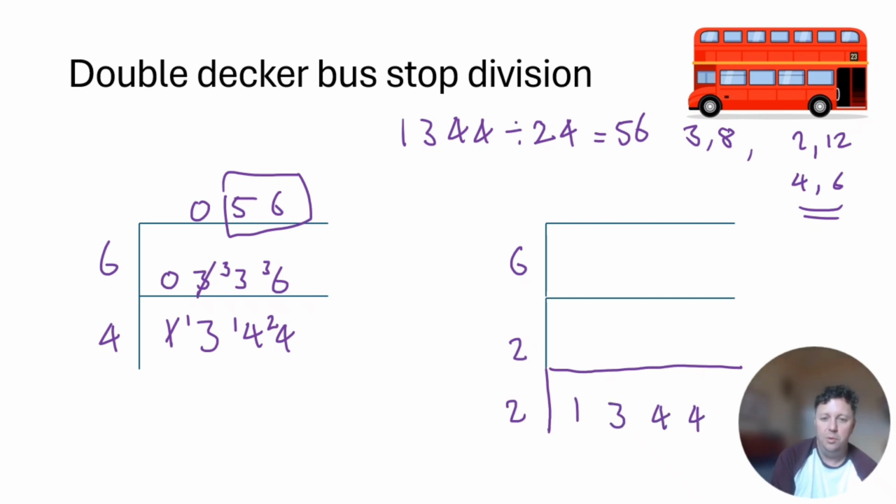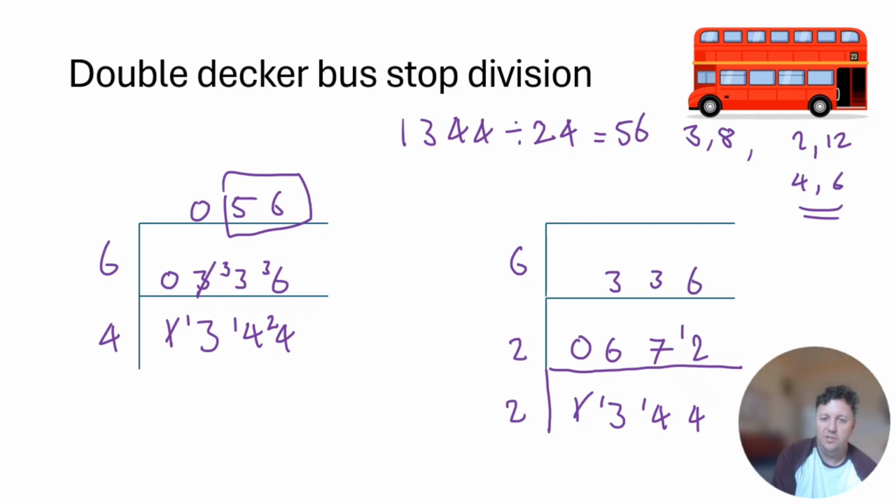So 2 into 1 doesn't go, carry over that. 2 into 13 goes 6 times, carry over the 1. 2 into 14 goes 7 times. 2 into 4 goes twice. 2 into 3 goes 3 times. 2 into 7 goes 3 times, remainder 1. And then 2 into 12, that goes 6 times.